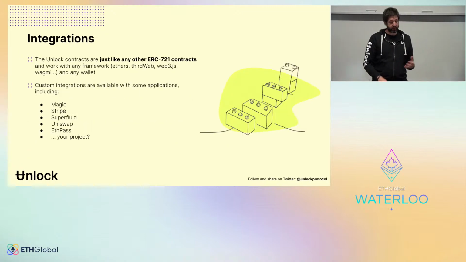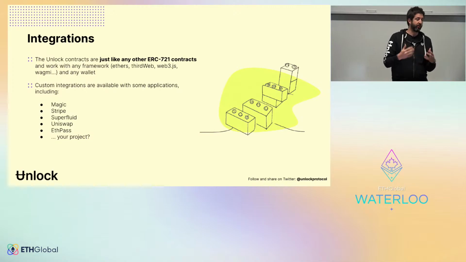Existing integration, so Unlock contracts are ERC 721. I should clarify this. They're 721 plus. We add a ton of features on the base one. So any existing integration that works with 721 will work there. So if you use ethers.js, well, you know that should work.